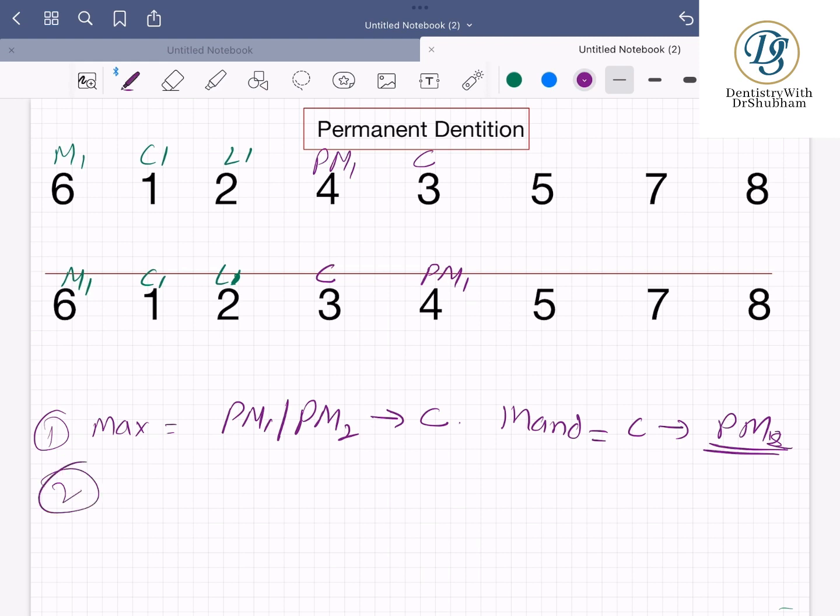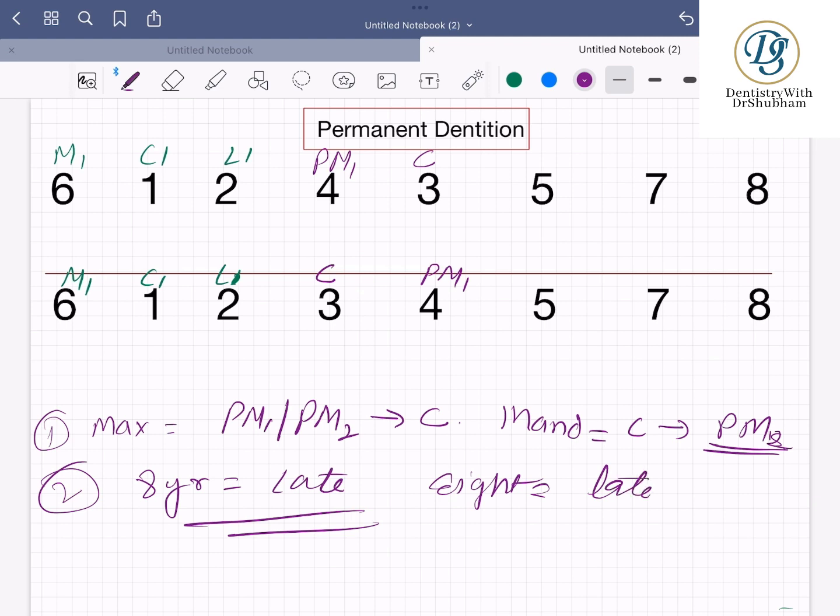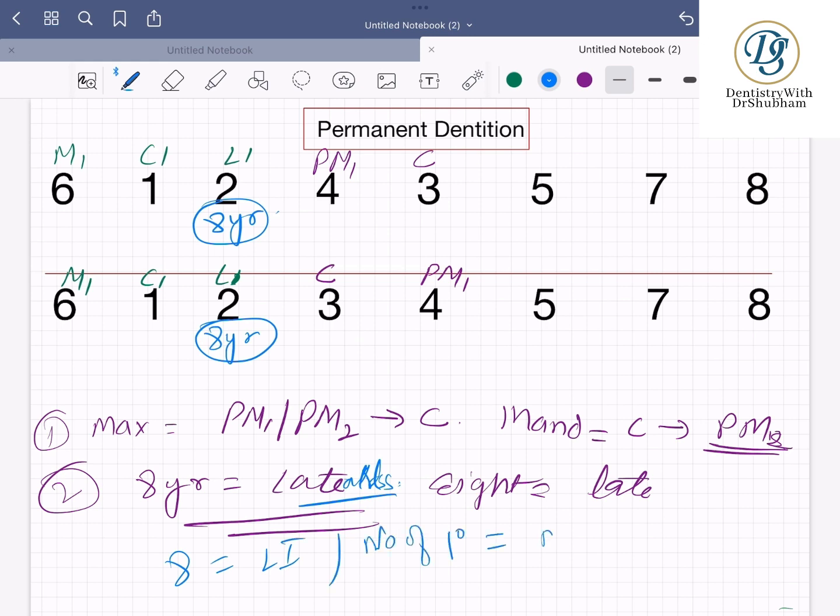Second rule, you have to remember the 8 years. 8 and late. Because at the age of 8, your laterals will erupt. So when your laterals erupt at the age of 8 years, your LI will erupt and the number of primary teeth will be equal to the number of permanent teeth. Basically 12 primary, 12 permanent.